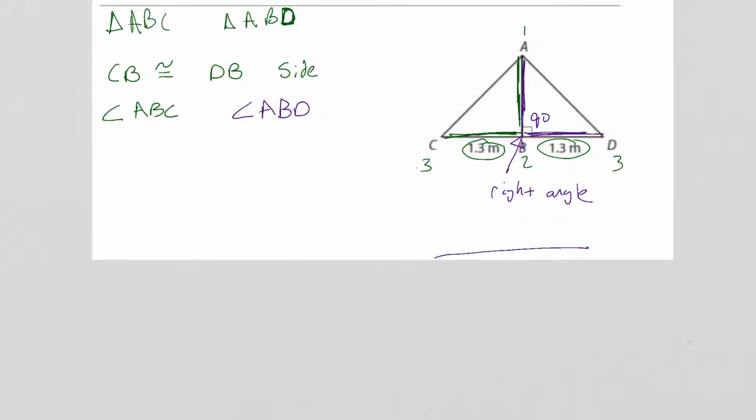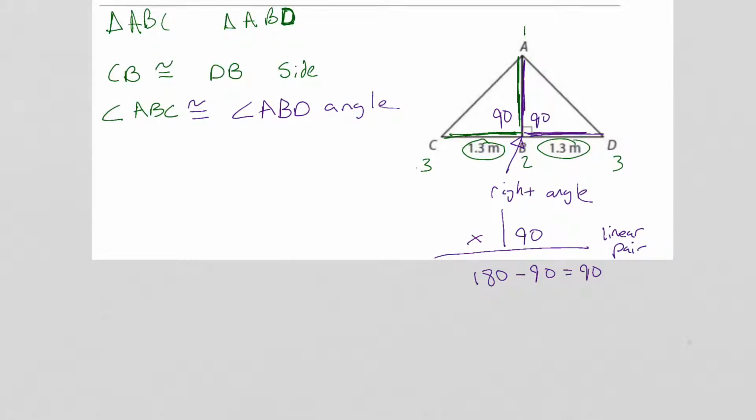And anytime you got a situation like this, this is basically a linear pair. So if this is 90, whatever this is has to add up to 180. So what's 180 minus 90? Also 90. So this has to be 90. So now we ask ourselves the question, are these two angles the same? They are. So now we've met the angle condition of our side angle side theorem.